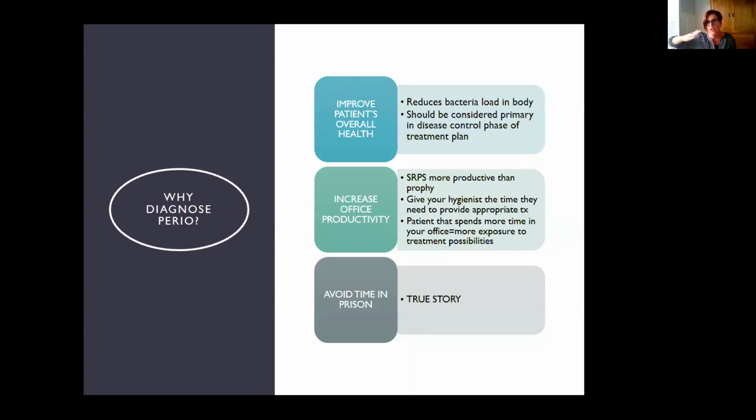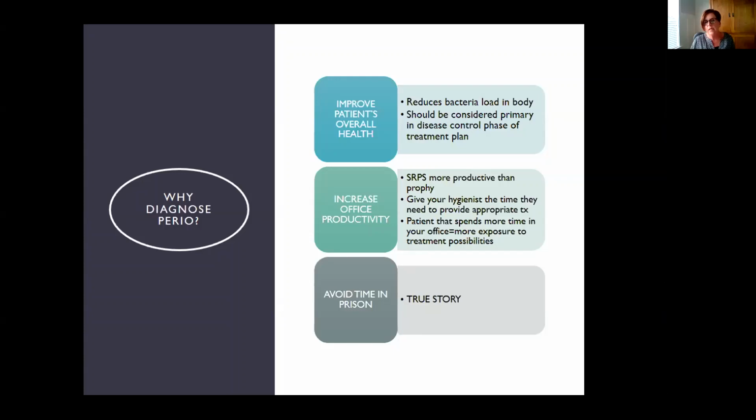But if we start at, say, Maslow's hierarchy of motivation, the very bottom rung would be, tell them that if you happen to work in a practice that is not pushing perio, if they don't diagnose perio, they could go to prison. True story: I have worked with a doctor at the school that I work at, and her father was a dentist and did go to prison for 5 years for not diagnosing perio. So it could happen. It's not the reason we want you to do it, but that's the bottom rung.